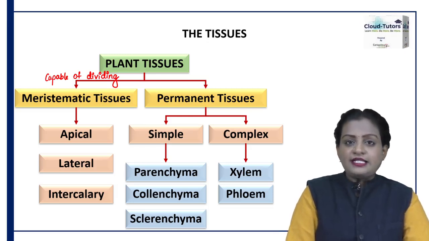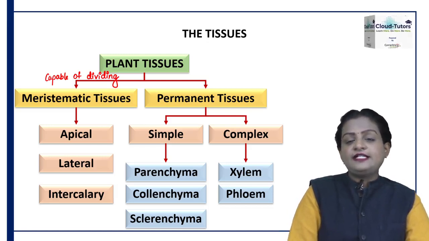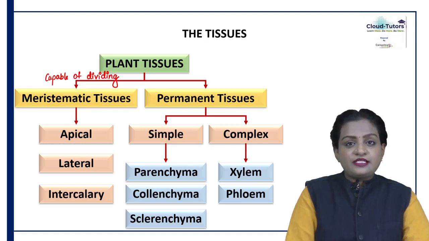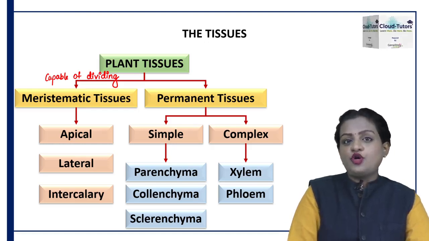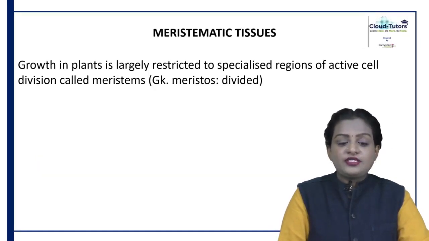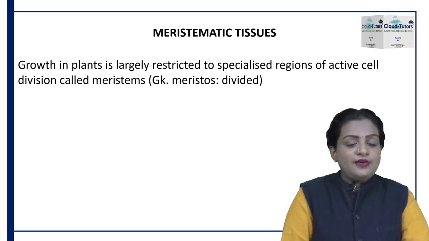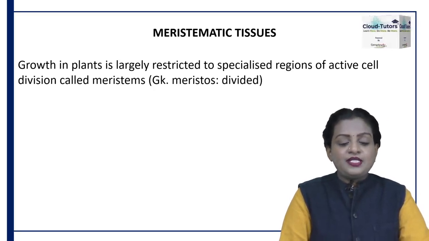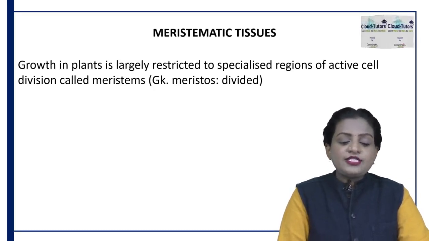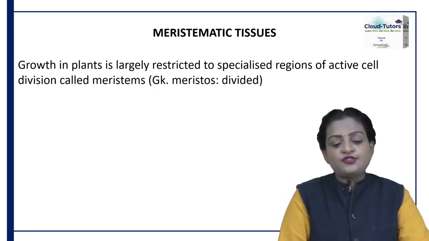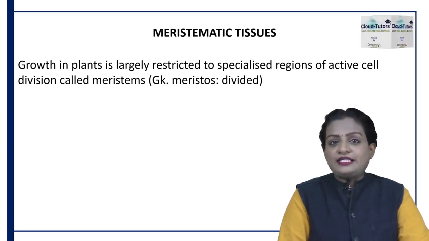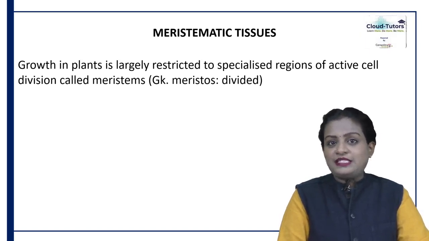So these are the categories of tissues that we can divide within the plant body. We are going to start with meristematic tissue and then move on to permanent tissue. So first we are going to start with our major tissue, the meristematic tissue. As I told, these are capable of dividing. Growth in plants is largely restricted to specialized regions of active cell division called meristems. Meristos means divide.